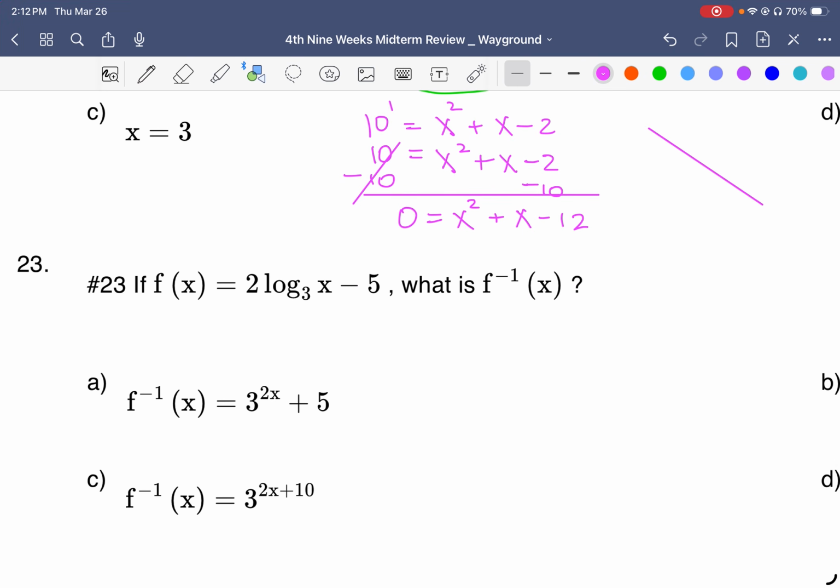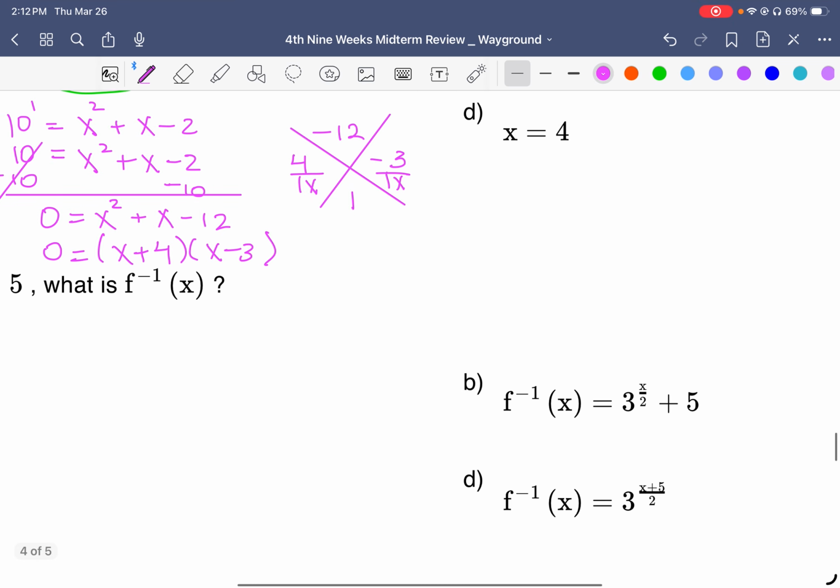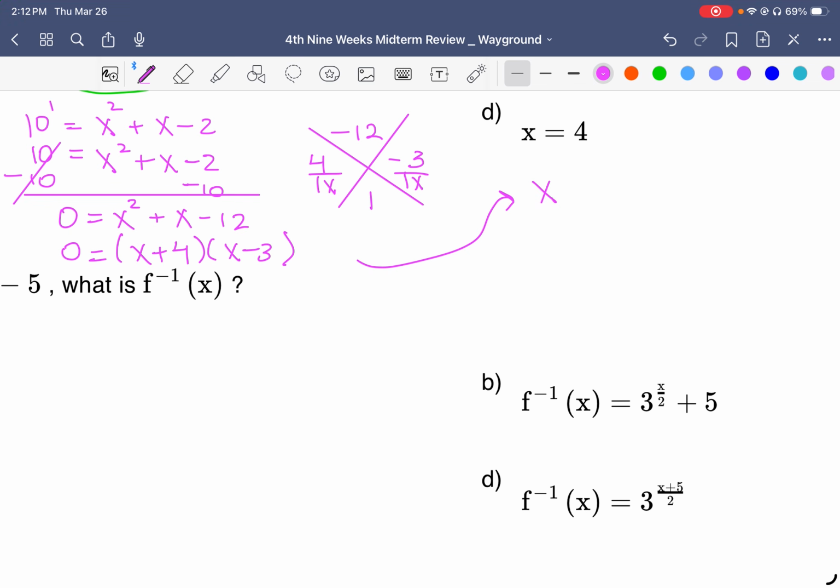The reason I want it equal to 0 is so that I can factor using the x method. So what two numbers multiply to negative 12 and add to positive 1? Those numbers are 4 and negative 3. So we have 0 equals x plus 4 times x minus 3. From the first factor, x plus 4 equals 0, we get that x equals negative 4. And from the other one, x minus 3, we get that x equals positive 3.